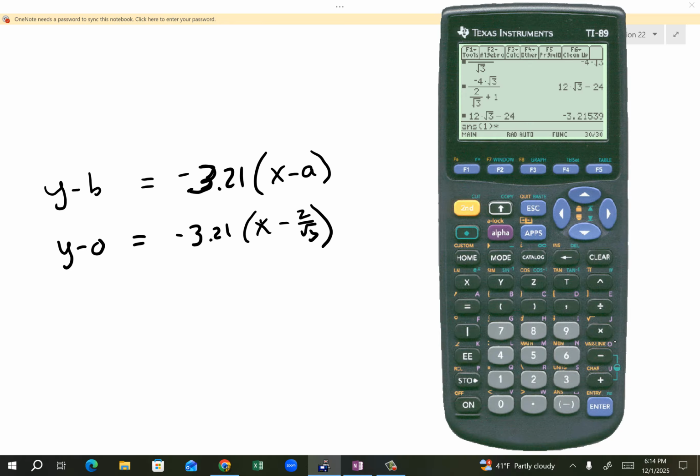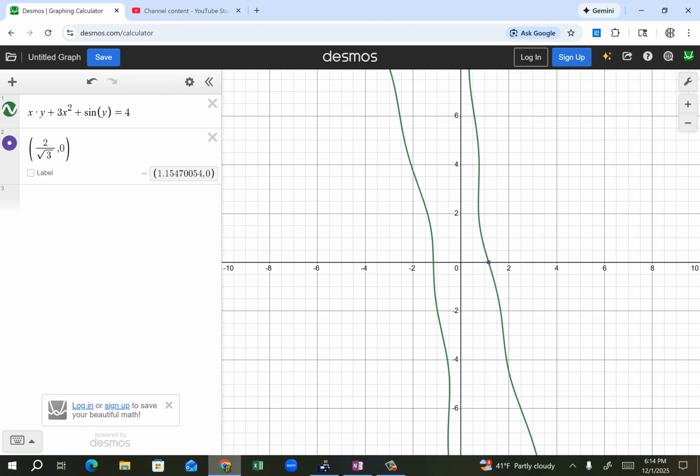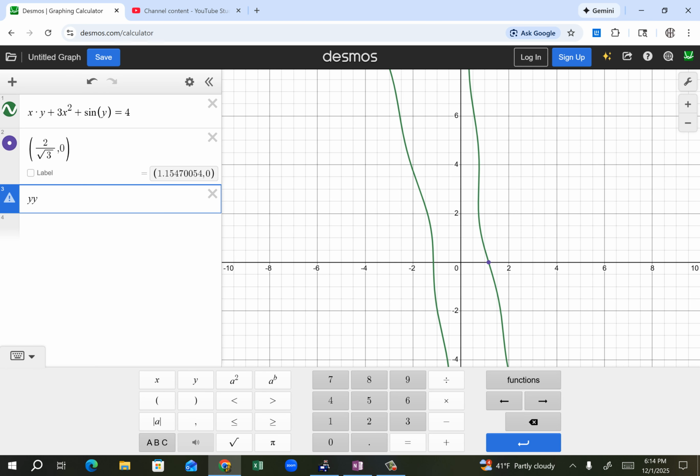So if I take times 2 divided by square root of 3, I get -3.7. Well, if I take this times this, I should take it positive. So I'm going to have -3.21x plus 3.7 basically is equal to y. And if you graph that, oh, it's basically tangent, yes? That's how you know you're right, Joey. That is how you know you're right.